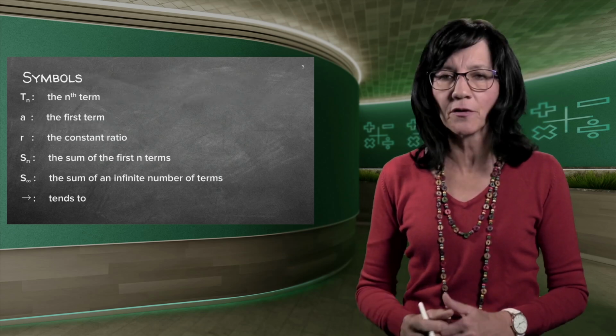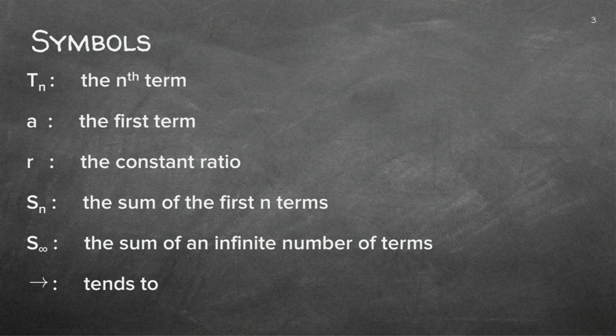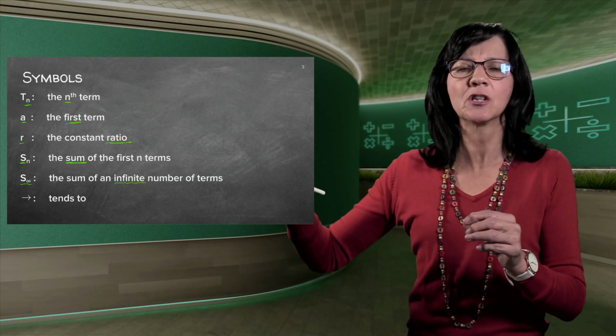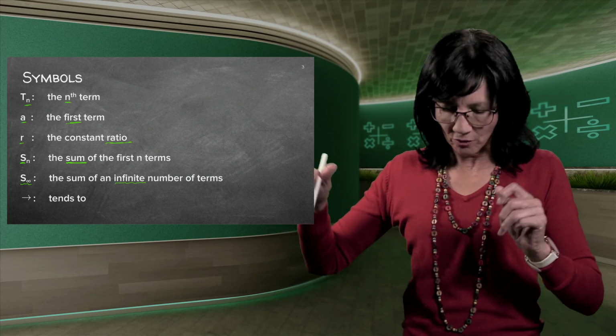Good, so let's quickly revise the symbols again. Little n stands for the nth term. A is your first term, so this is stuff we've done all along. R is your constant ratio. Sn, the S stands for the sum of the first n terms. Now we're going to do S to infinity. That means you keep on adding, and that sequence doesn't stop. It just carries on forever.